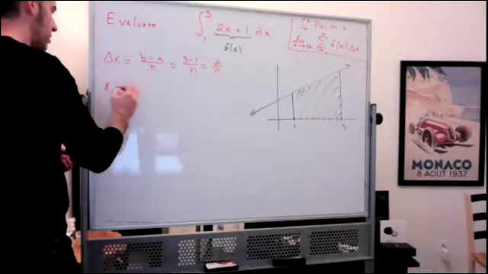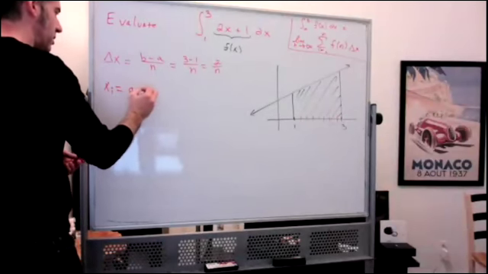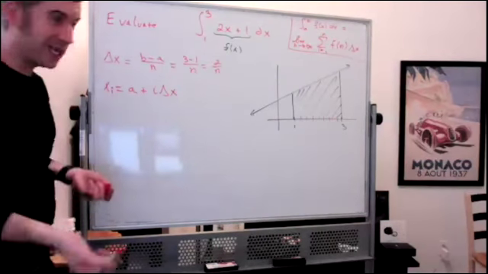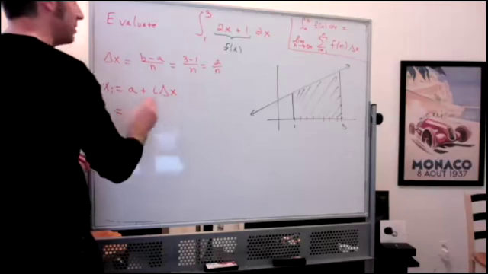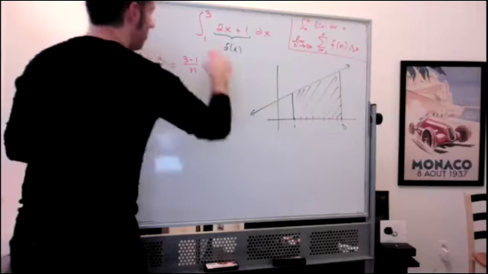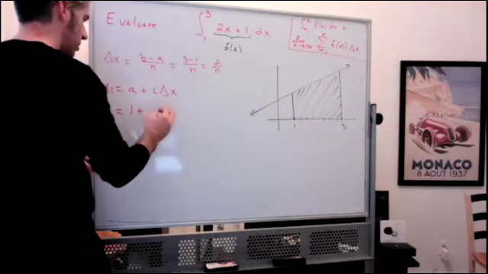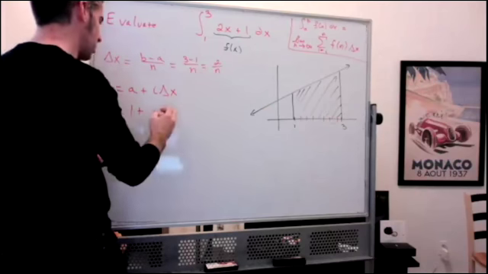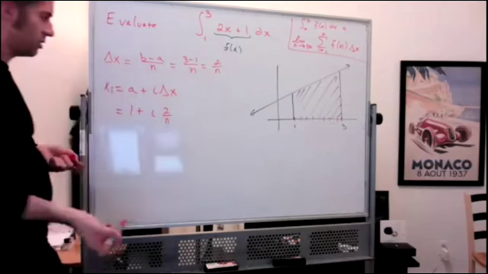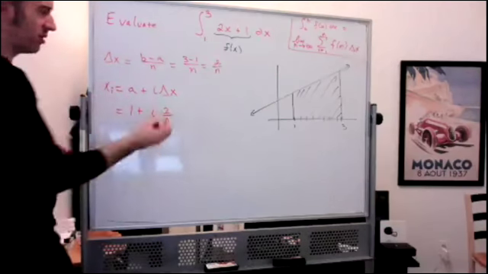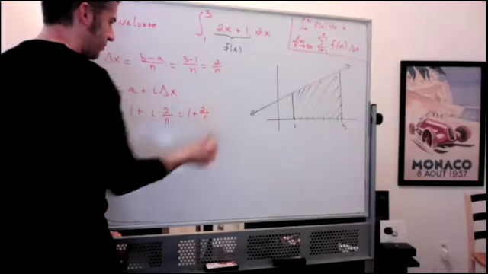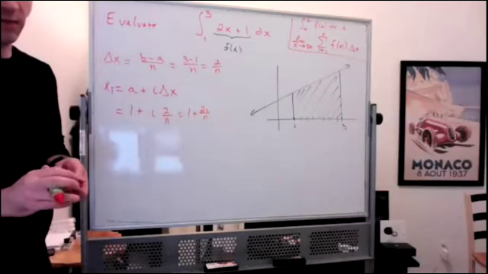X sub i is a plus i times delta x, which in this case is, well, our a value is 1, i is just i, and delta x we just found was 2 over n. So you could write this as 1 plus i times 2 over n, or you could simplify it slightly and write it as 1 plus 2i over n. And so let's see if that makes sense.